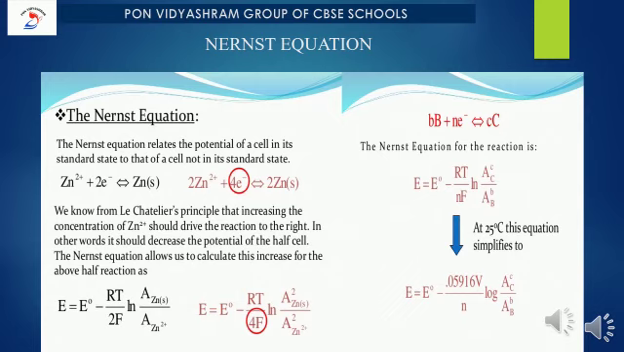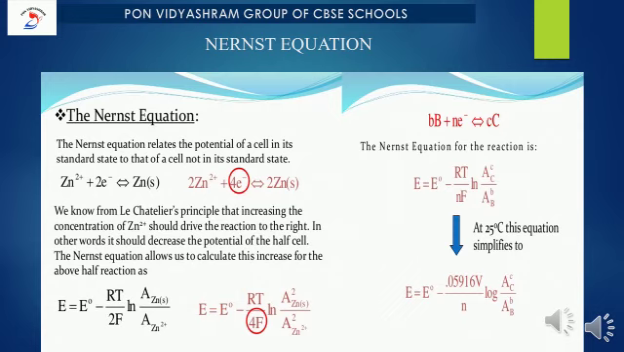Now the NERNST equation relates the potential of a cell in its standard state, please remember, to that of a cell not in its standard state. Here, in the standard state, the temperature has to be 298 Kelvin, so it is not compulsory. So, for example, Zn2+ gains electrons to convert into Zn in solid form, or otherwise, when you balance this reaction, 2 molecules of Zn2+ will be combining with 4 electrons to give Zn.